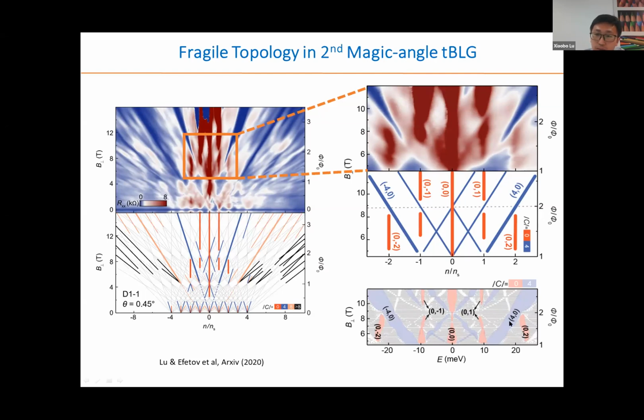So basically this 4-0 gap is this one, and it can also be interrupted by the second miniband and the first miniband here. So we can also resolve some other connected features, both in experiments and in the calculation. For example, here the first miniband can also be interrupted by some other Landau levels originating from the -1 miniband here.